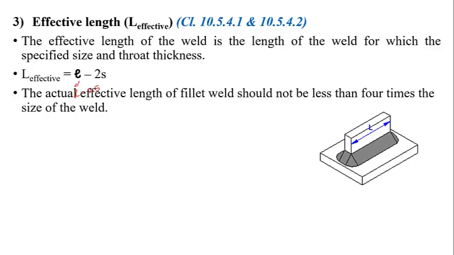But technically, the actual effective length of fillet weld should not be less than 4 times the size of weld. So the actual effective length, that is L effective, should not be less than 4 times the size of weld.